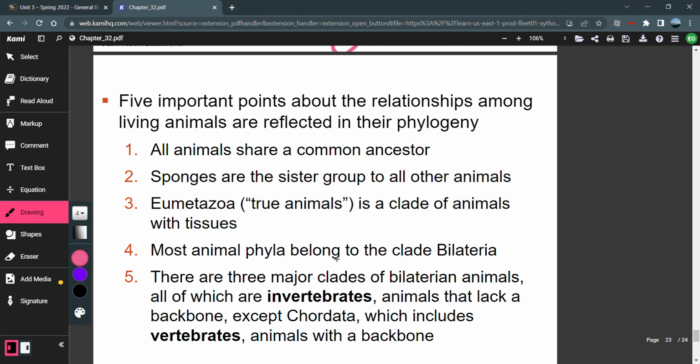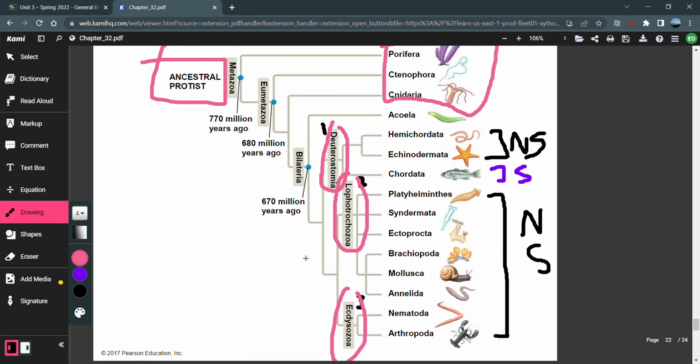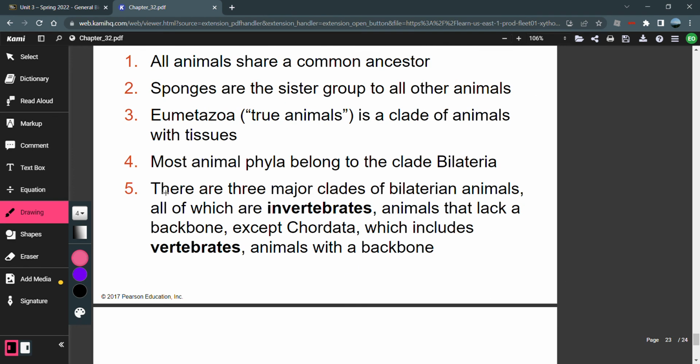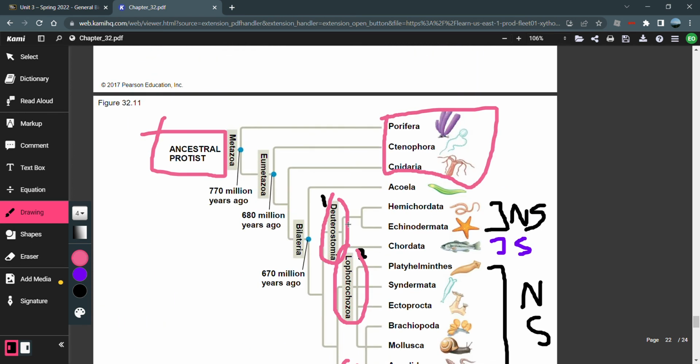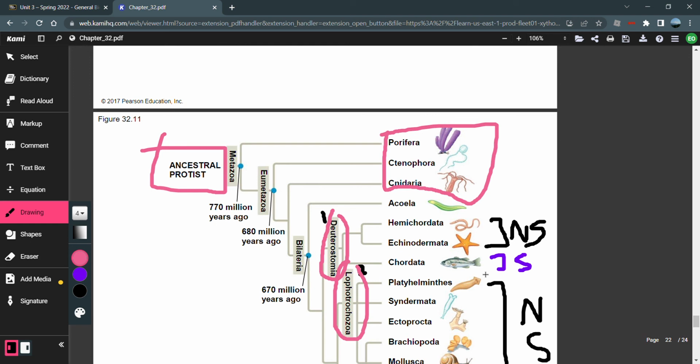Okay, so most animal phyla belong to the clade Bilateria. Here are all the animals in Bilateria. I think they must have bilateral symmetry. I just organized these so you can understand it a bit better. There are three major clades of bilaterian animals, all of which are invertebrates, animals that lack a backbone, except Chordata, which includes vertebrates, animals with a backbone. We are part of Chordata because we have spines or backbones.